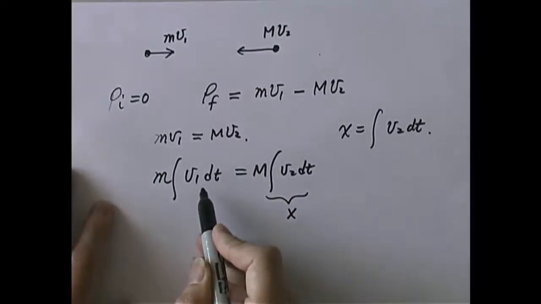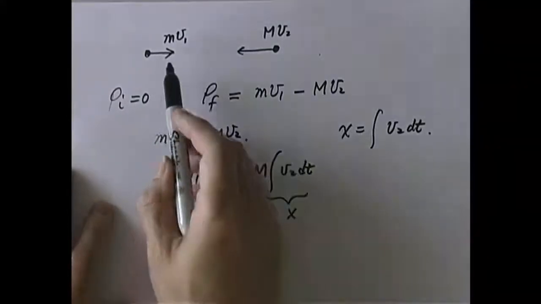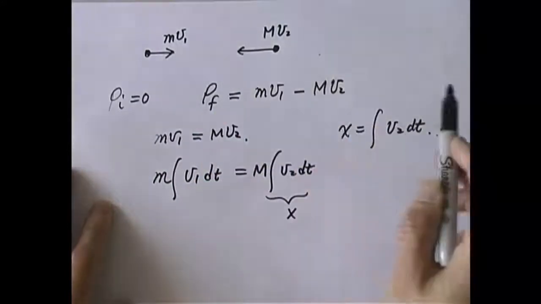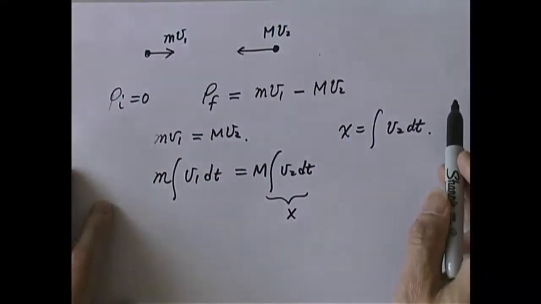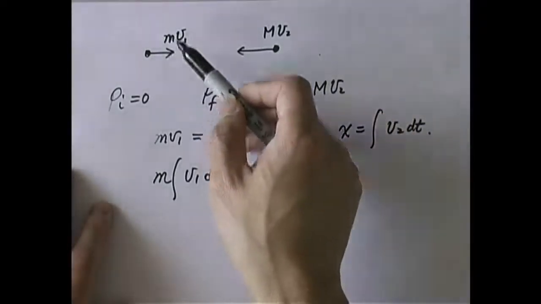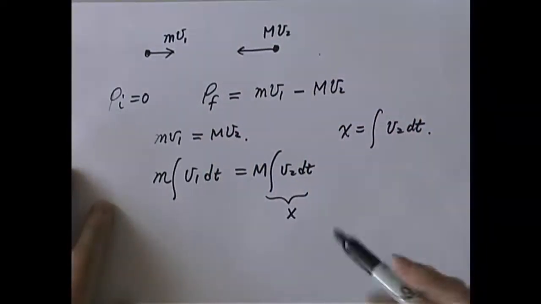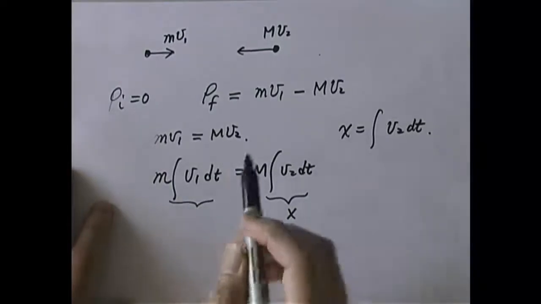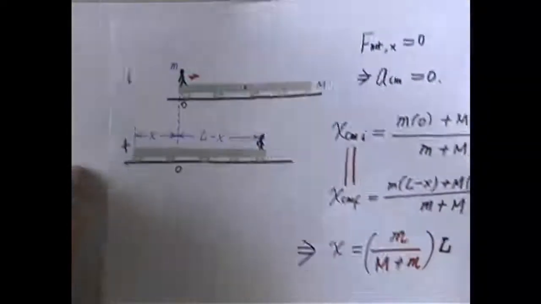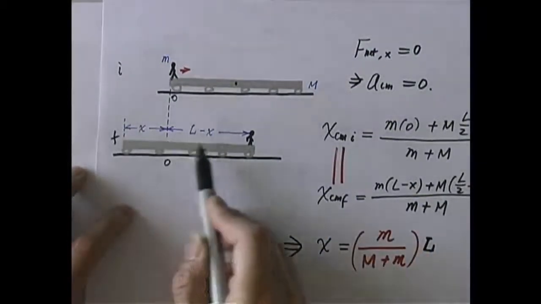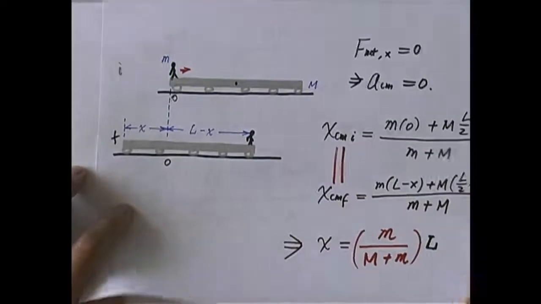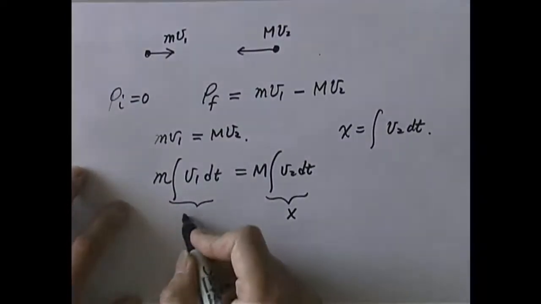What about v1 dt? Be careful, this v1 is measured relative to the road, right? Not relative to the car, because v2 is also measured relative to the road. This v1, v2 are both measured relative to the road. So this v1 dt is the distance traveled by the person relative to the road, not to the car. The person went from here to there. This is the distance he traveled, L minus x. So this is L minus x.